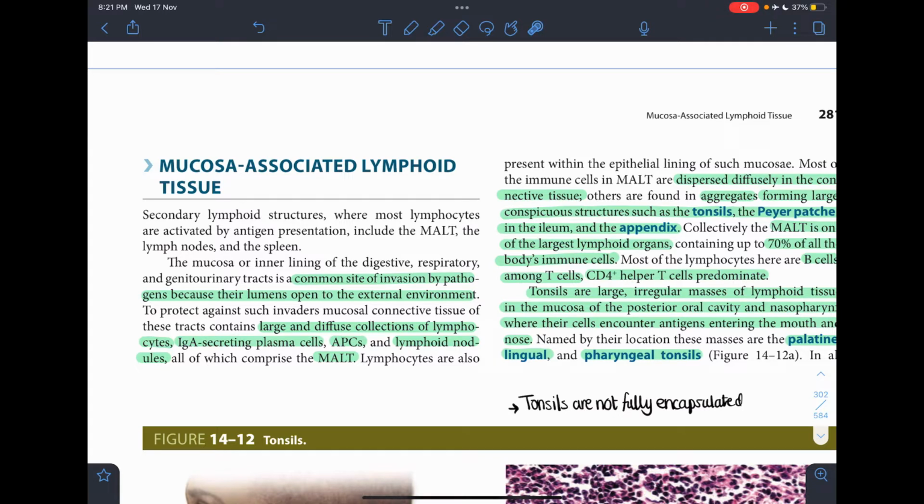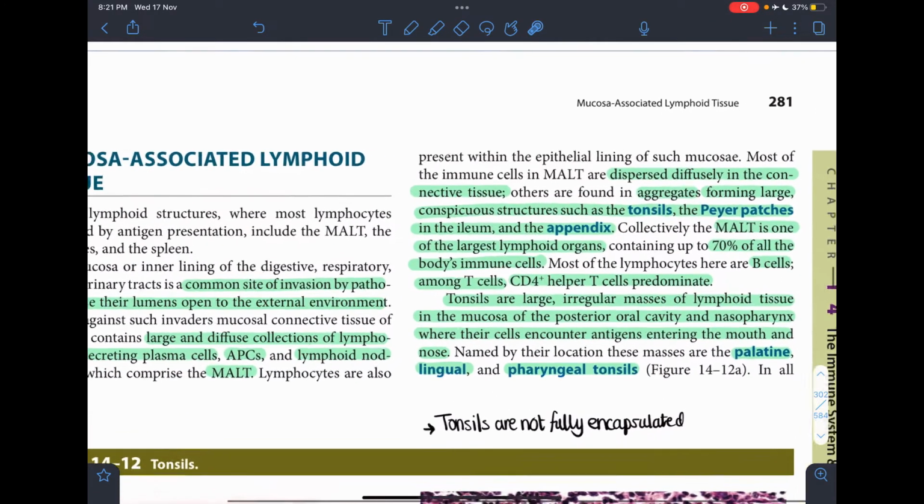To protect against such invaders, mucosal connective tissue of these tracts contain large and diffuse collections of lymphocytes, IgA-secreting plasma cells, APCs, lymphoid nodules, all of which comprise the MALT. So the MALT is comprised of lymphocytes, IgA-secreting plasma cells, APCs, and lymphoid nodules.